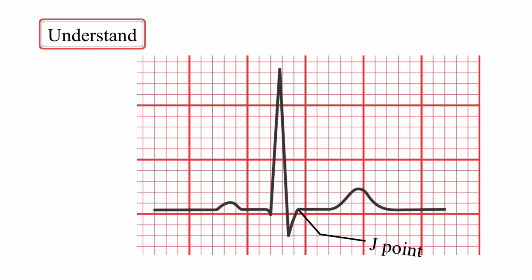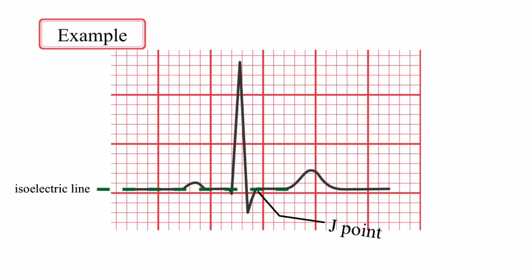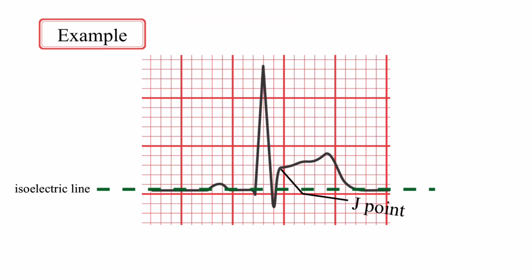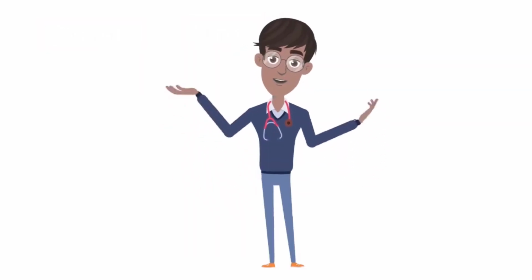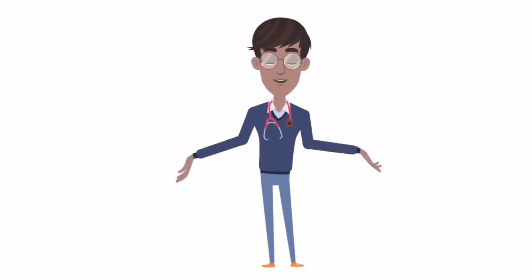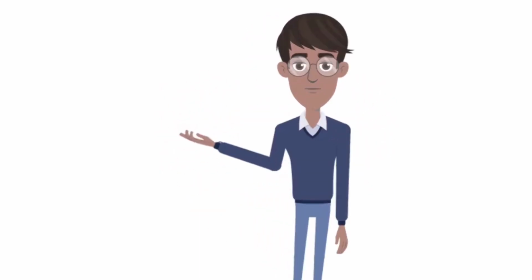The simplest way I can put the J point for your understanding is the junction where the end of the S wave and the beginning of the ST segment meet. For example, if the J point is at the same level with the isoelectric line, the ST segment is considered to be normal. If the J point is above the isoelectric line, the ST segment is considered to be elevated. If the J point is below the isoelectric line, the ST segment is considered to be depressed. For more information, I plan to do a future video on ST abnormality and myocardial infarction, so please watch out.